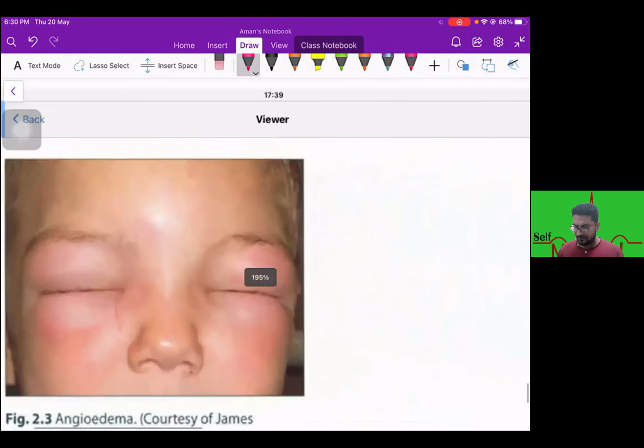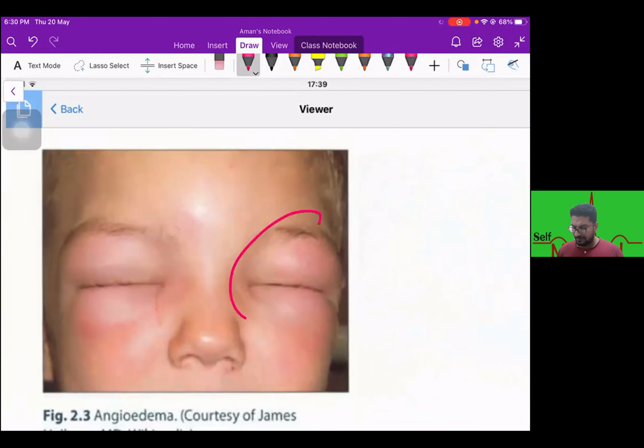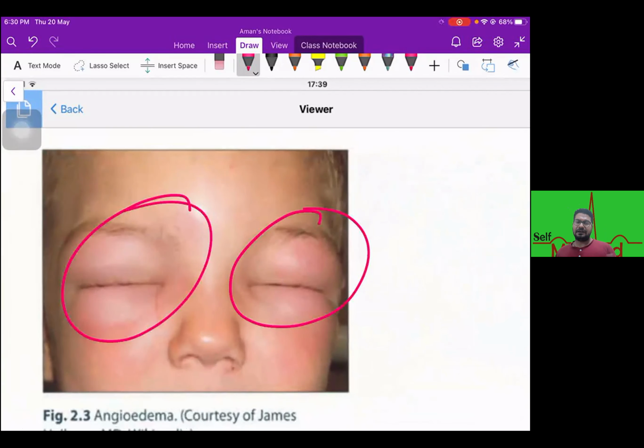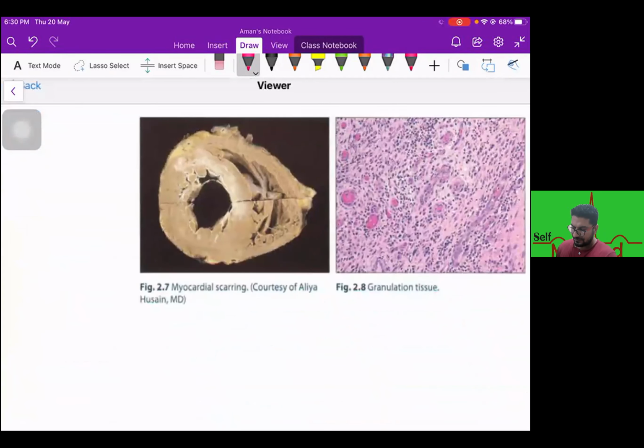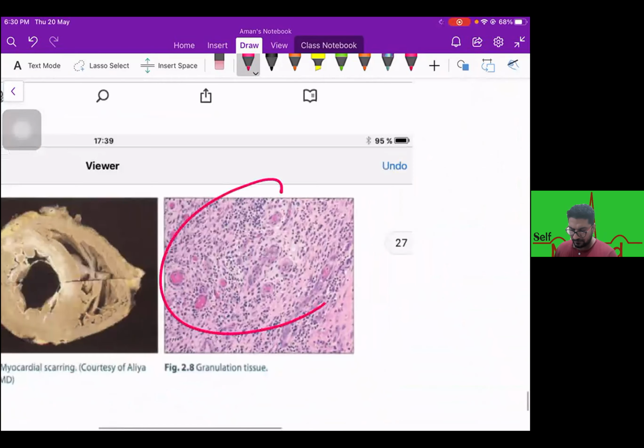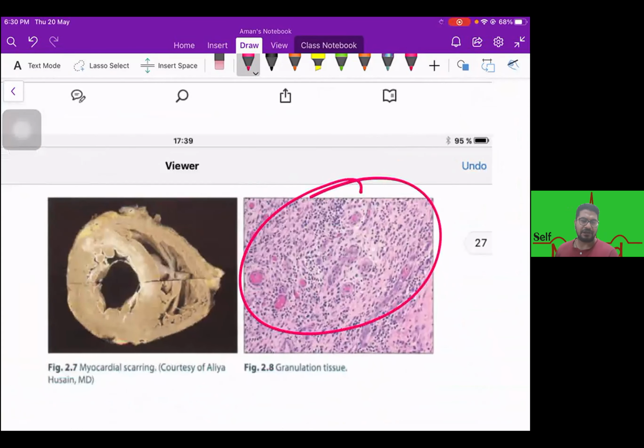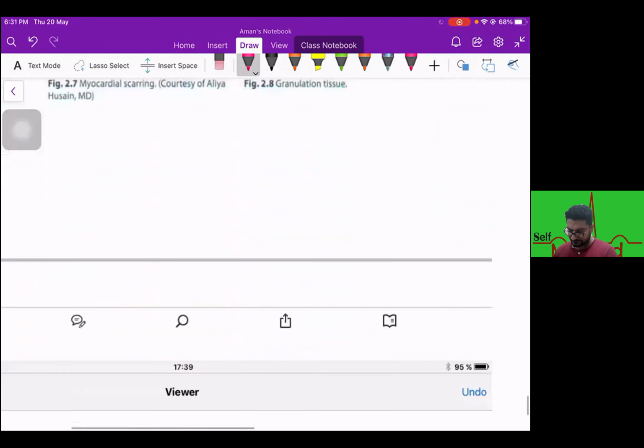Okay, then you can see this is an image of angioedema. You can see the edema in this area. We call this hereditary angioedema. Then you can see the granulation tissue slide once again. You can see a lot of granules. And this is the slide of myocardium, which is scarred because of MI.